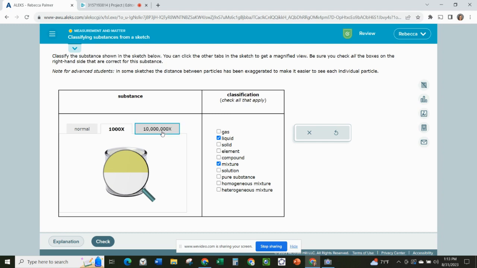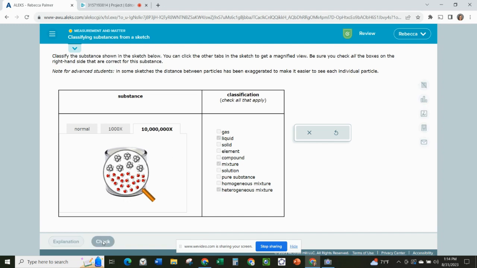It's not a pure substance. So this by itself would be a pure substance, but together in this beaker, this is not a pure substance. And then this is a mixture in this beaker, and it's a heterogeneous mixture because we have like a phase. Something is sitting on top of the other compound. It's not mixed really well. So this is how I would classify this substance in the beaker.